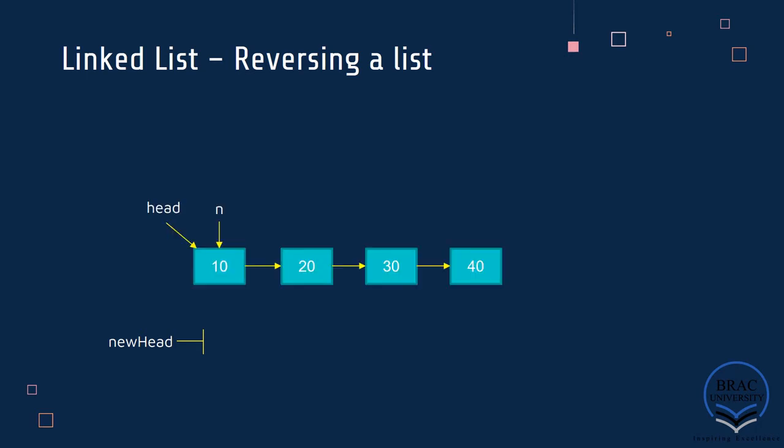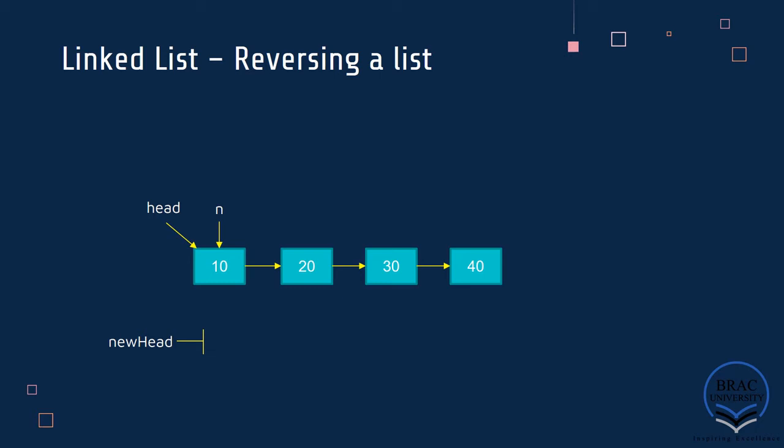Let's see the simulation first, then I will show you how to do it in code. So let's consider this list. Initially I have the list given where I have 4 elements, 10, 20, 30 and 40. I have a pointer which is the new head, and then I have another reference which is pointing to the start of the list, which is n. This n will be iterating through the list as I go through connecting the links. Initially new head is null and n is pointing to 10.